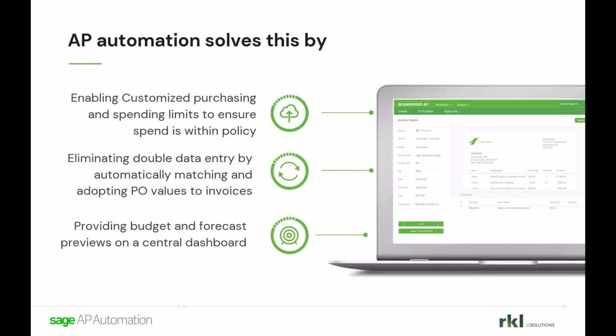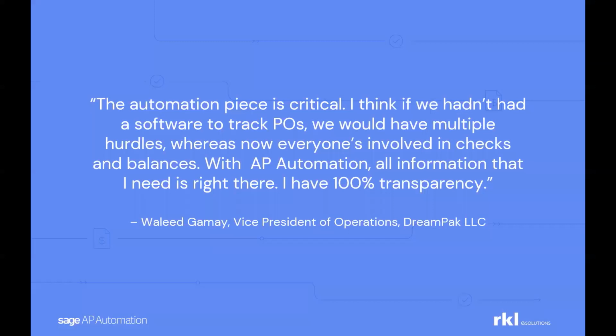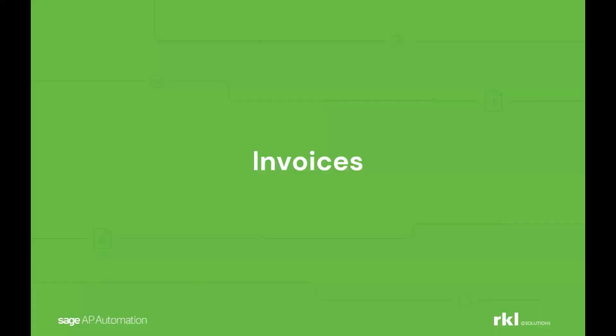So, a quick little customer story here. As you can read in the quote on the screen, I won't repeat it for you. But prior to implementing PO automation with us, DreamPack didn't have a system to track a purchase order against an invoice at all. Really, Waleed over at DreamPack, as you can see on the screen, said the automation piece was critical for them, and it gave them the transparency that they didn't realize they were missing. Now they actually know what's about to hit their desk before it shows up. So that's POs. Let's jump into the actual invoices now.